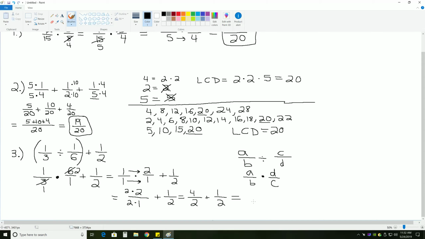And now we're going to keep the denominator, which is 2, and add the top values together, the numerators. So we get 4 plus 1 over 2, or 5/2. So 1/3 divided by 1/6 plus 1/2 is the same thing as 5/2. This doesn't simplify any further, and we do not want to change it to a mixed number. You always want to leave it as an improper fraction. Improper fraction meaning that the top value is larger than the denominator.